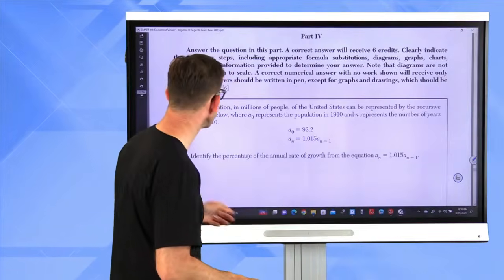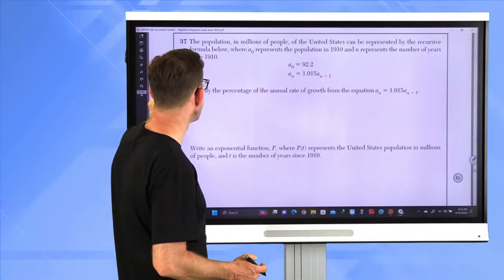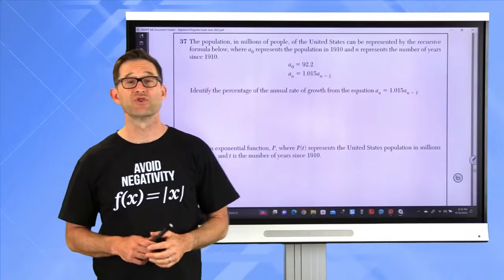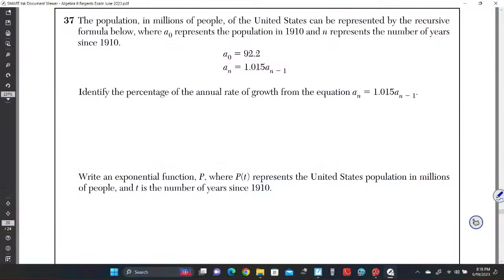So let's take a look at the last question on the Algebra 2 exam from last June, 37. The population in millions of people of the United States can be represented by the recursive formula below, where a sub 0 represents the population in 1910, and n represents the number of years since 1910. A sub 0 equals 92.2, and a sub n equals 1.015 times a sub n minus 1.